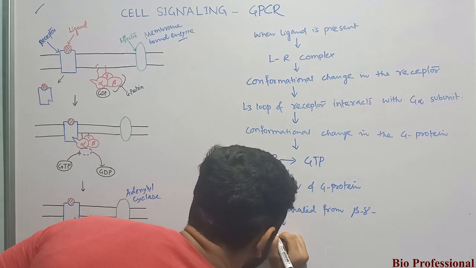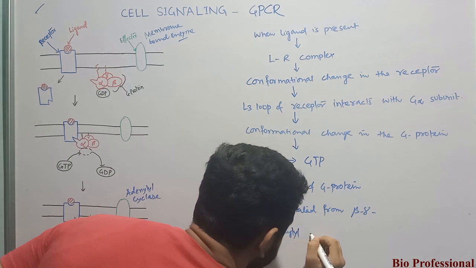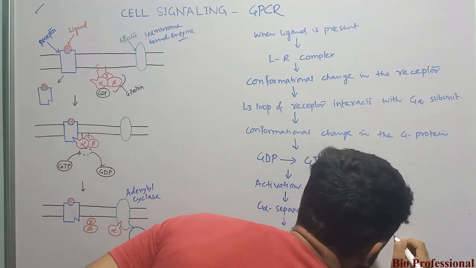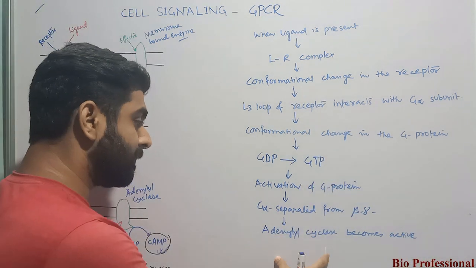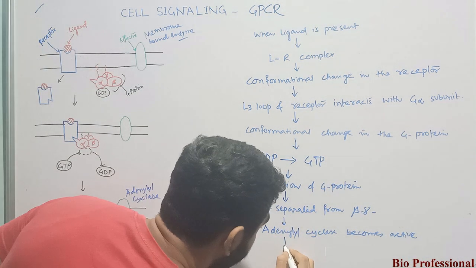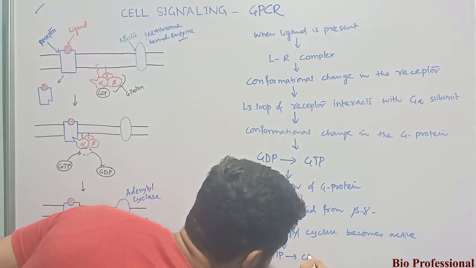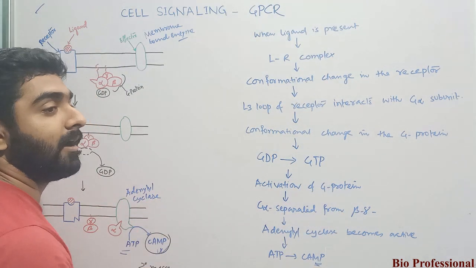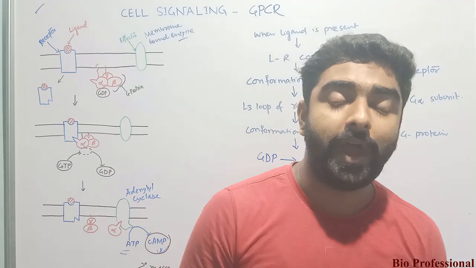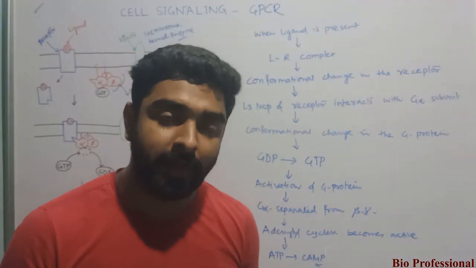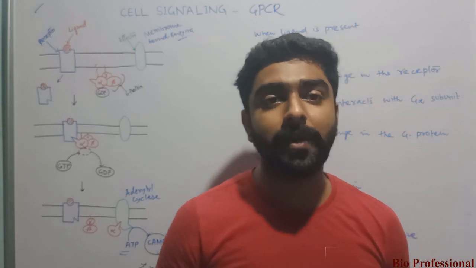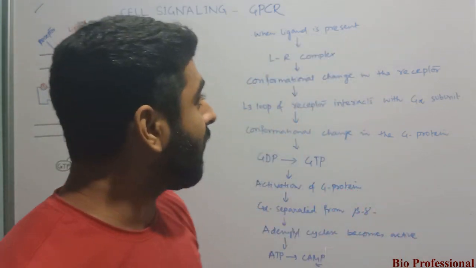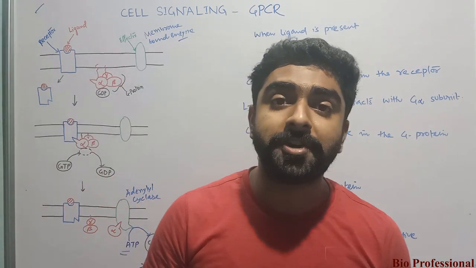And then adenylyl cyclase becomes active. Now adenylyl cyclase becomes active, and then it will ultimately form cyclic AMP from ATP. This is the step. So up to the formation of cyclic AMP, and after that we know that cyclic AMP in turn activates protein kinase A, and this protein kinase A has 2 types of subunits: 2 regulatory subunits and 2 catalytic subunits. That's why protein kinase A is basically a heterotetramer.